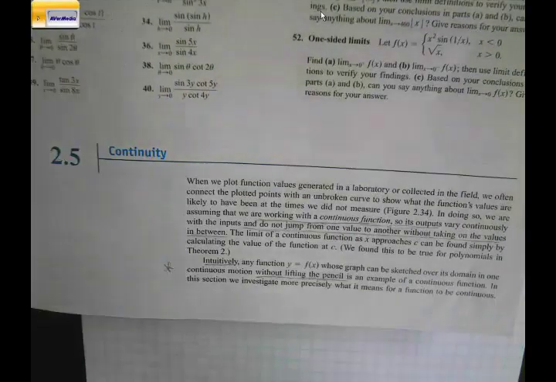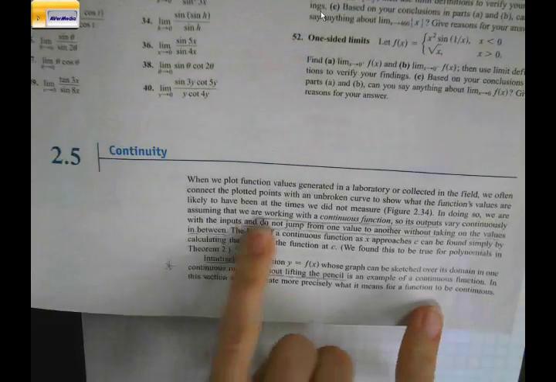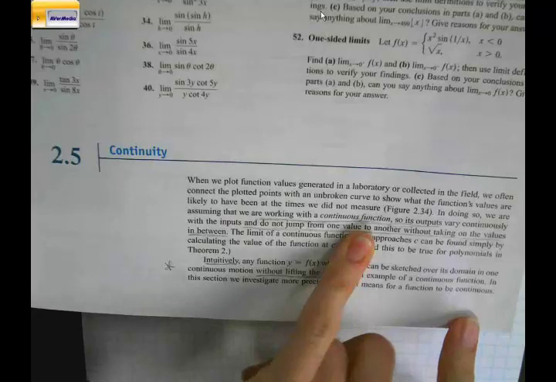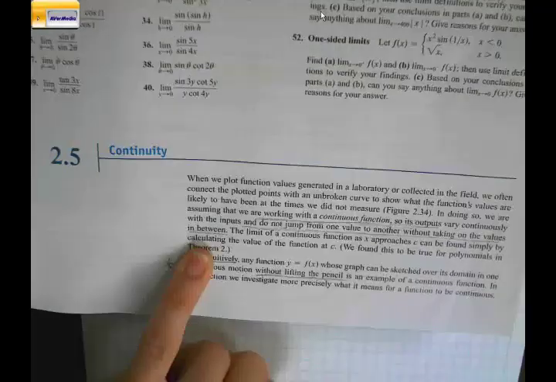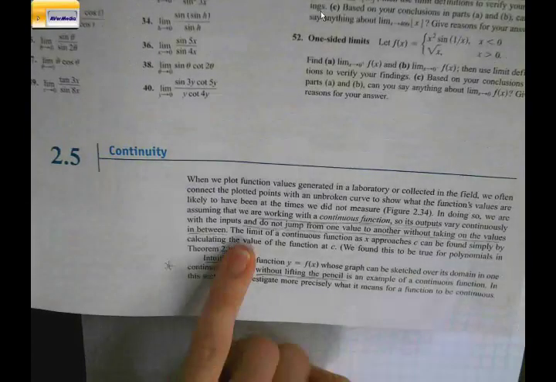So then they can make projections between the points according to the data they've collected. When we run that line, we are assuming that we are working with a continuous function. So this is the new thing, continuous functions, so that its outputs vary continuously with the inputs, and we do not jump from one value to another without taking on the values in between. So there's no dramatic changes. It's going to be a nice, smooth, continuous kind of system.